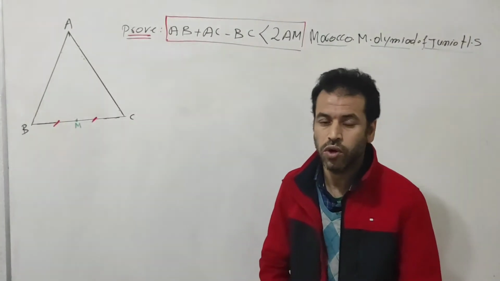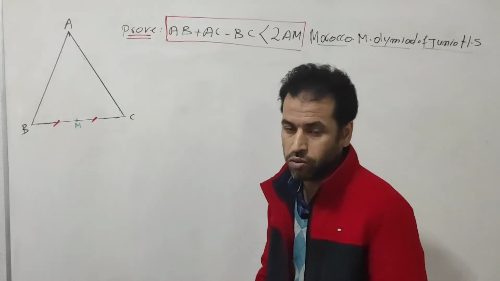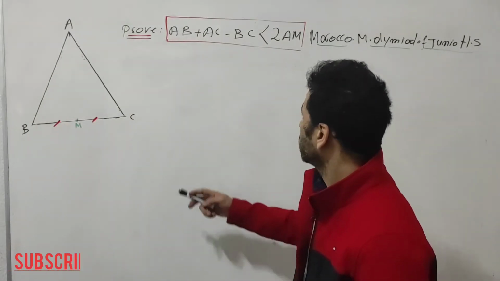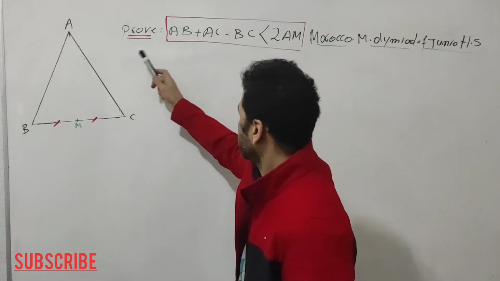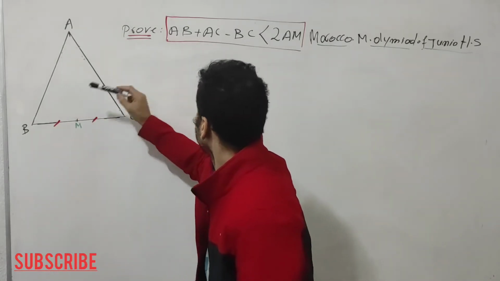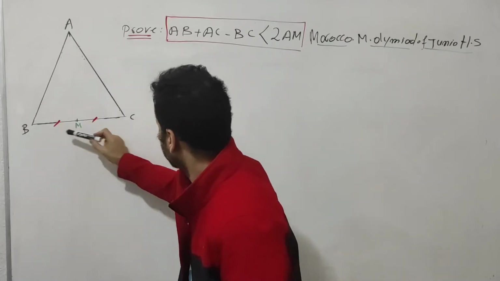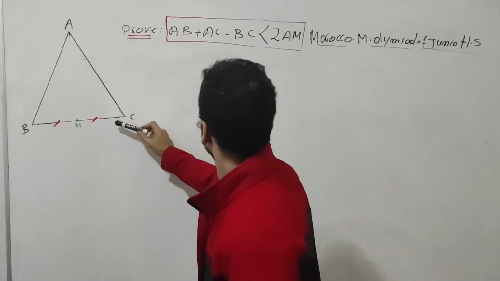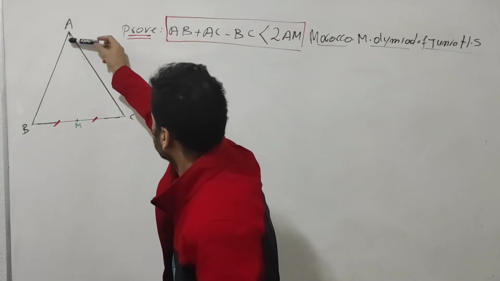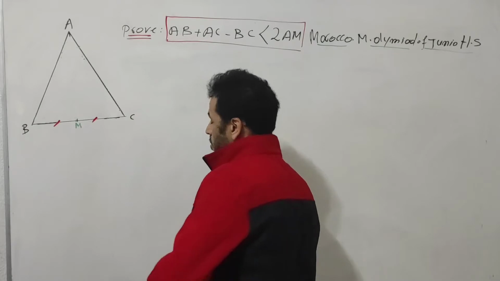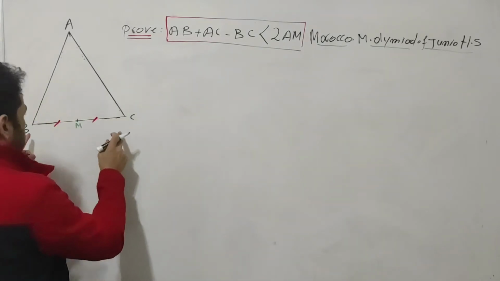Hi, in today's video I would like to introduce you to a very nice geometry problem involving a triangle. Here is the question. Prove that the distance AB, a side length of this triangle, plus the distance AC minus the distance BC is strictly inferior to 2 times the distance AM. We have the point M in the middle of the segment BC.